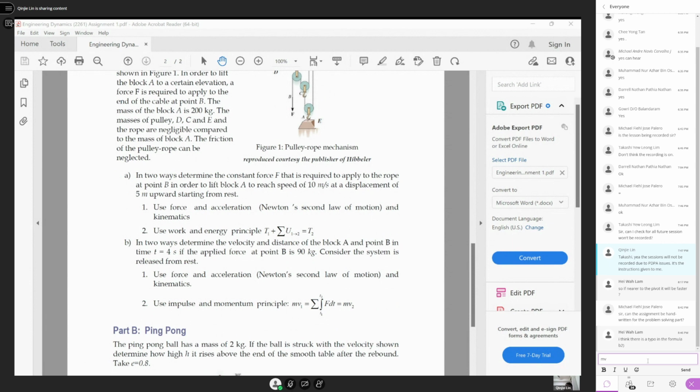Michael asks, can the assignment be handwritten for the problem solving part? I would say preferably not. Usually students will think their handwriting is legible, but actually it is very hard to read, and in the end we don't know whether it's correct or not. So there will always be that discrepancy. In some cases where students think we can read it, we cannot read it. In that case, maybe you lose some marks, then it's not worth it.